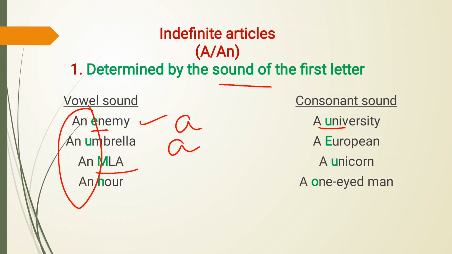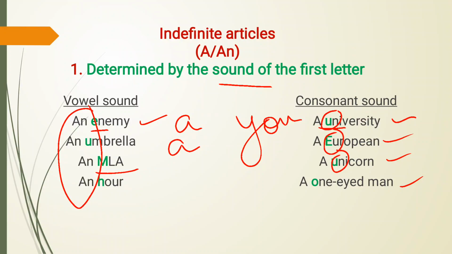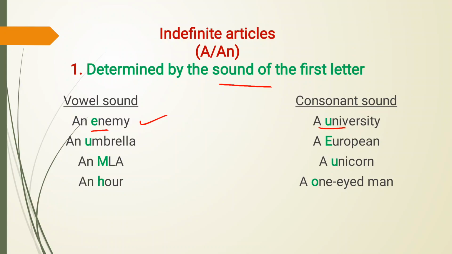Similarly, when we look at these words, the beginning sound is that of Y: university, European, unicorn. And here we say a one-eyed man, which means the beginning sound is that of W. It is not a vowel sound, it is a consonant sound, and that is why we have used the article a here. I hope now you have understood how we need to decide whether to use a or an with a given noun.